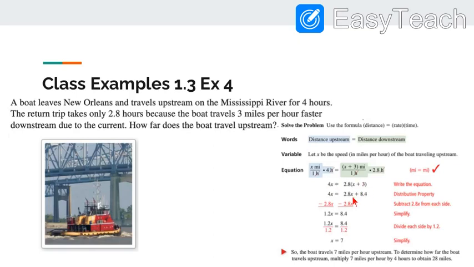Once we simplify, we'll get it all the way down to where x is equal to 7, meaning that we traveled 7 miles per hour for 4 hours. Thus, notice how the answer is not 7. The answer is actually 28, because we went up the stream for 4 hours. We're just trying to find the rate per hour, so you could just multiply to get back there.